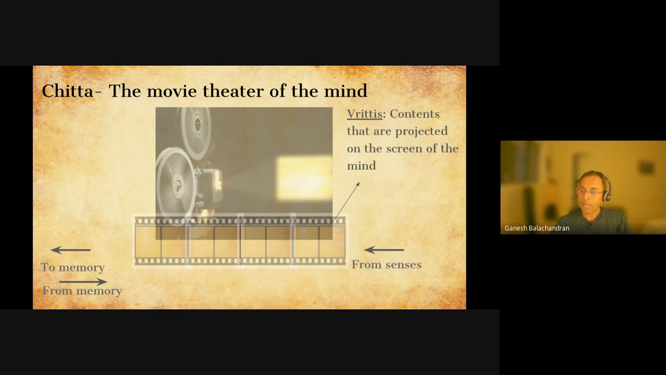Pramana viparyaya vikalpa nidra smritayaha. So pramana is the correct cognition. And then there is viparyaya, which is the incorrect cognition. Vikalpa is cognition of a thing that does not exist and which is other than pramana and viparyaya.